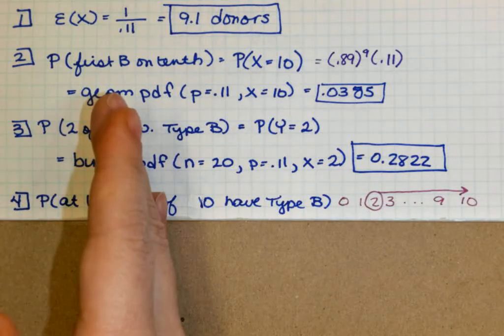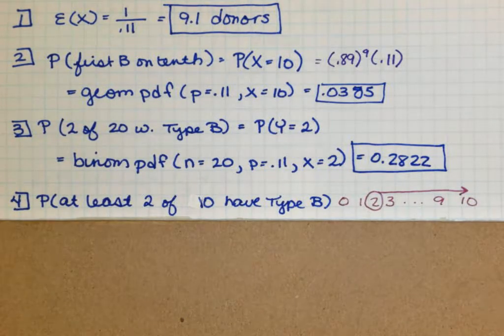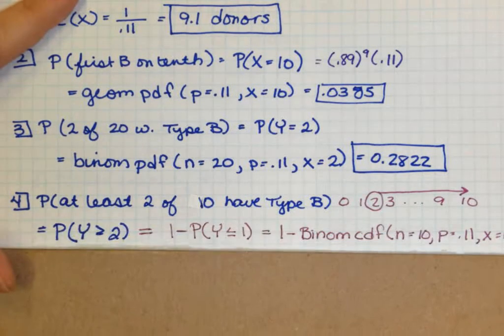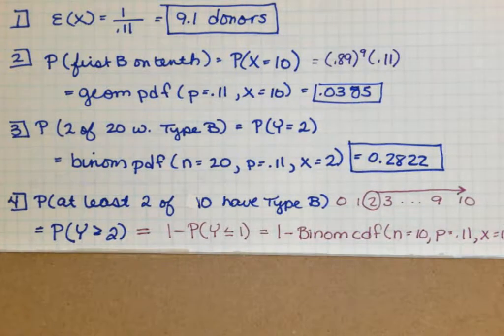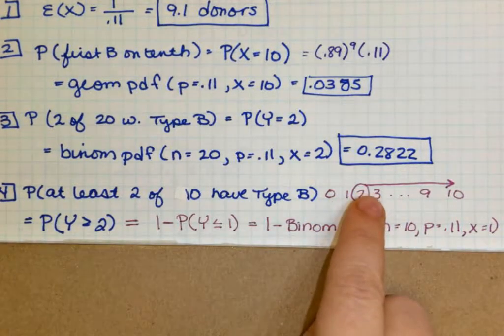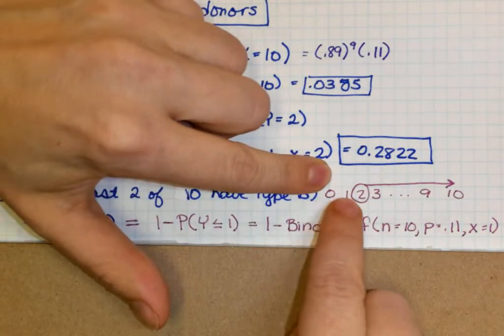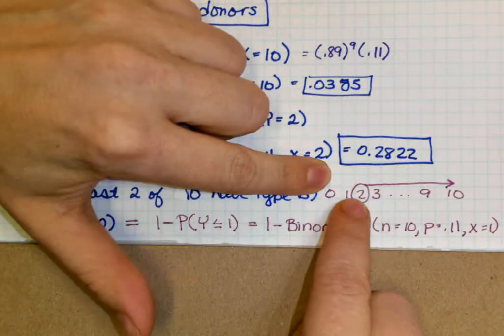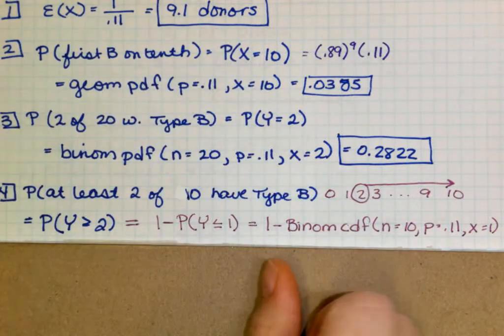Okay? So, what do I need to do with that? 1 minus the CDF, y is less than or equal to 1. Because if I'm looking at this, 2 is not going to be included in this. I am crossing out, I am ignoring the 0 and the 1. So you've got to be very, very careful.